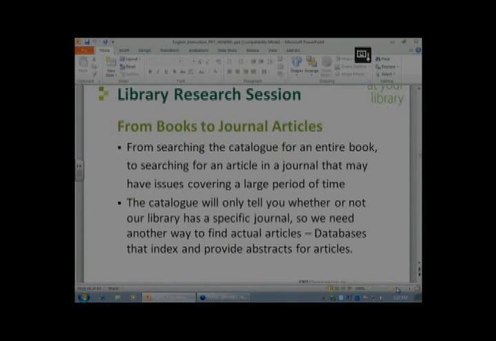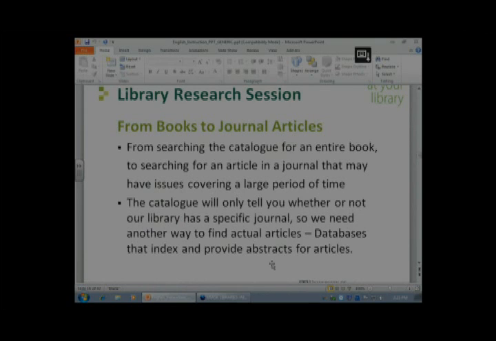But if you move from the big picture of the book, a large chunk of research, to, say, the individual journal article, which is more like a chapter in a book, then we go to some other technologies, which are databases. We use those databases because they index and provide abstracts, if you look down here at the bottom. They index articles, so they basically create a database which makes it easier to find things via title, author, subject, things like that. But they also tend to provide abstracts which work the same way.